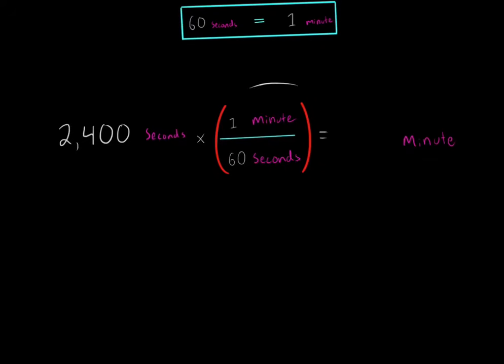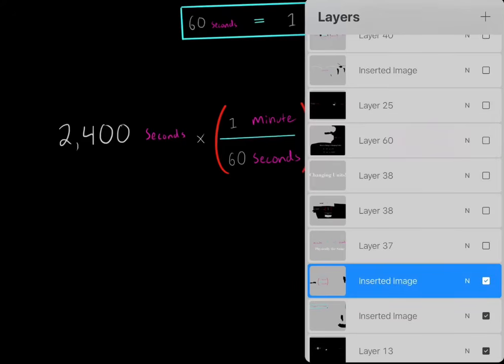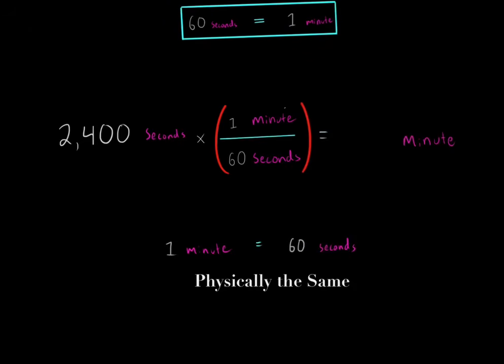So again, we have to set up our conversion factor in a way so the seconds is in the denominator. So therefore the seconds will cancel and now we have minutes. But something important to realize is that 1 minute, again, is physically the same thing as 60 seconds. These both physically represent the exact same thing in our universe.